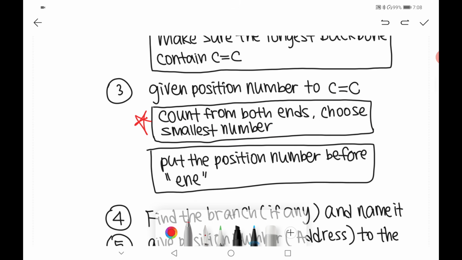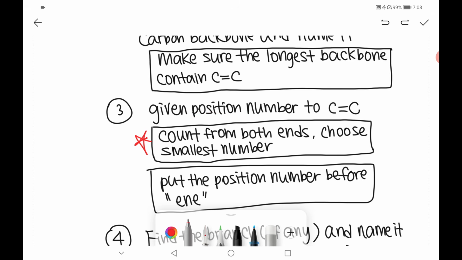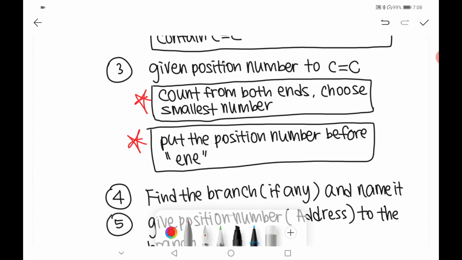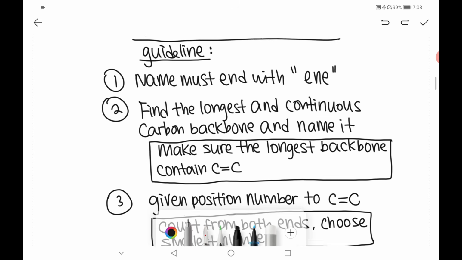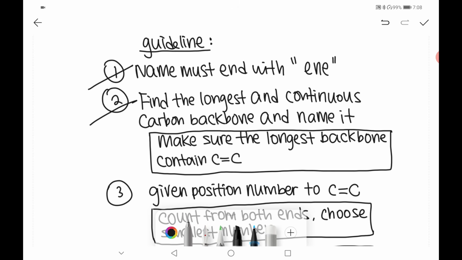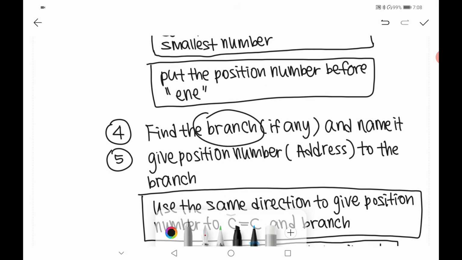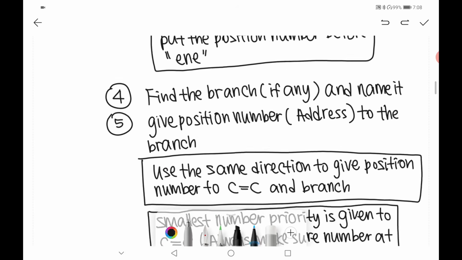Okay, and where you need to put the number for the double bond, you need to put the number before the in, before the alkene name, before the in. What do I mean? Let me show you some example here. We will focus on step 1, step 2, and step 3 first. Step 4 and step 5 is about branch, which we'll cover later.